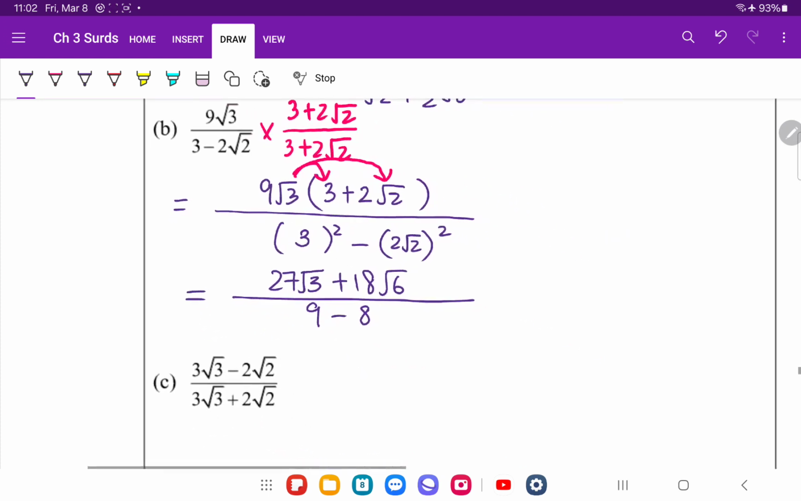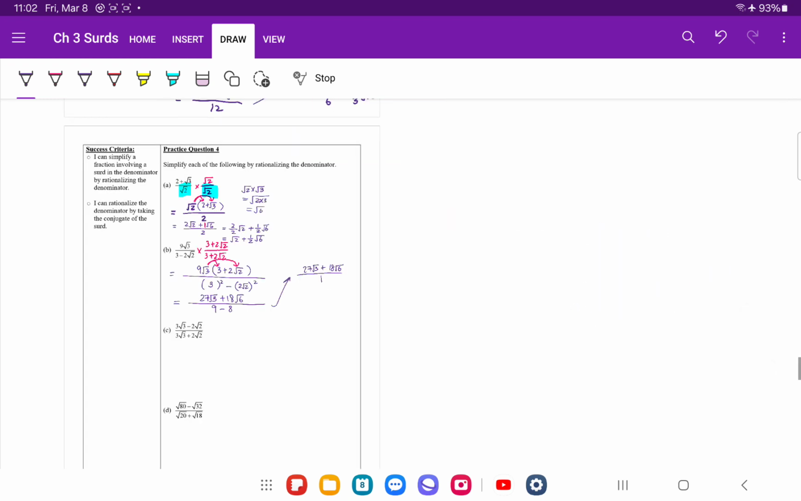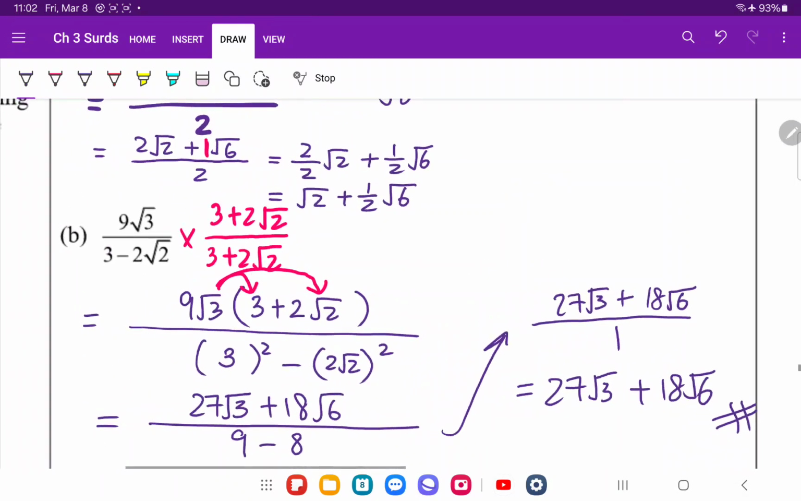Now do we stop the working here? No. We have to, first of all, write it as over 1, because 9 minus 8 is 1. And then 27 square root 3 plus 18 square root 6. There's nothing else I can do to it already. Final step, split the fraction. But because it's over 1, do I need to split actually? No need. When you divide by 1, you can straight away write the answer as equals to 27 square root 3 plus 18 square root 6. And that is the final answer. Your final answer should look something like this. And this is what you need to do for the rest of the chapter.